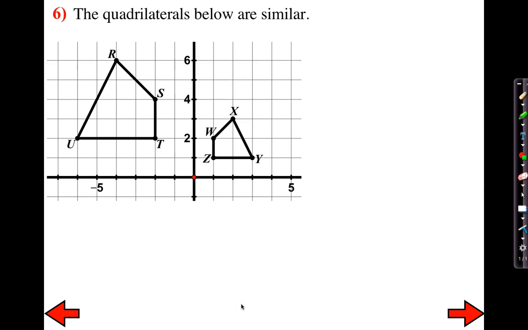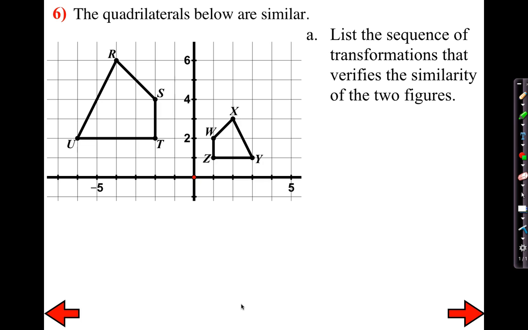Okay, so now here, the quadrilaterals below are similar. List a sequence of transformations that verifies the similarity of the two figures. So first, I'm just going to go ahead and state what I see. The first thing I see is this quadrilateral here is being reflected off of the y-axis to give me something like that.